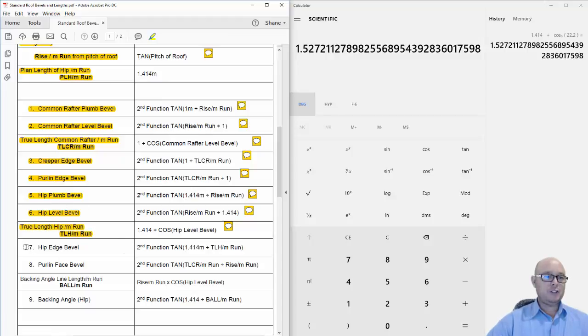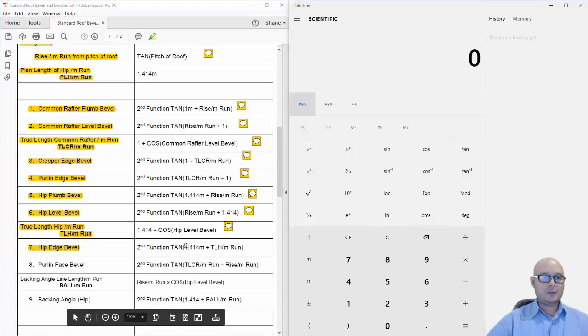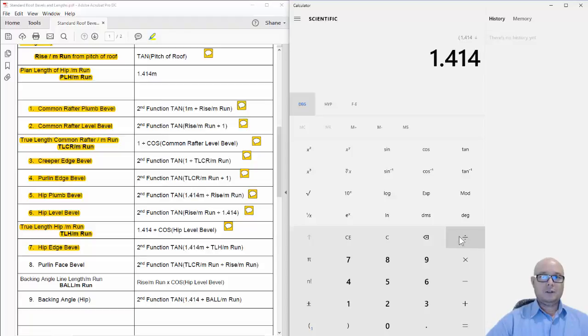We're going to do the hip edge bevel now, bevel number 7. So bevel number 7 is the hip edge bevel, and to determine that we need to use second function tan, and in brackets 1.414 divided by the true length of hip per metre run, which is what we just worked out. So I'll do the brackets part first, because that's the way this calculator works. So I'll just clear that calculator and then do the calculations. So I'll start with the brackets, and it's 1.414 divided by the true length of hip per metre run, and the answer for that was 1.527.